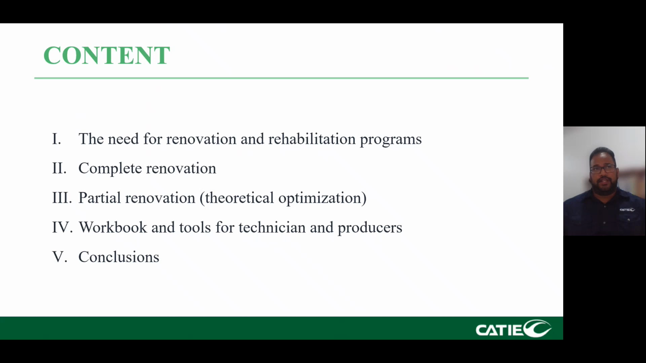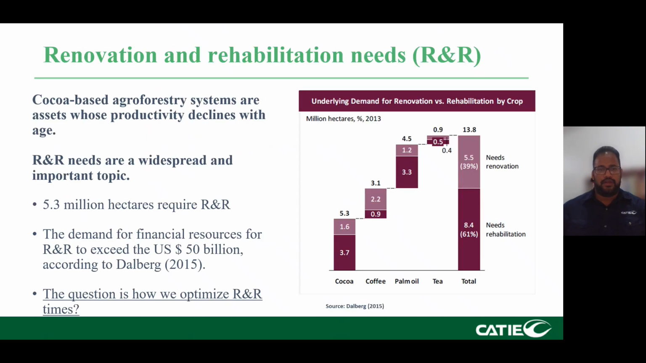In the content, we're going to cover the need for renovation and rehabilitation programs, a complete renovation, the partial renovation, the theoretical optimization, a workbook and tool for technicians that we produced, and then the conclusion. This is a joint effort by a multidisciplinary team at CATIE in collaboration with other research centers.